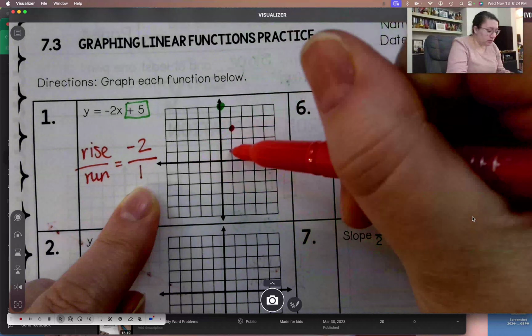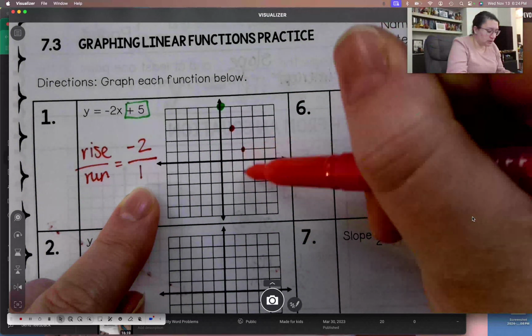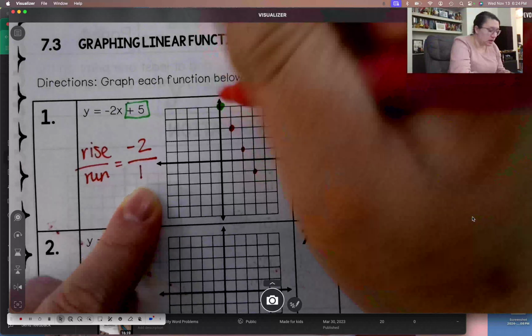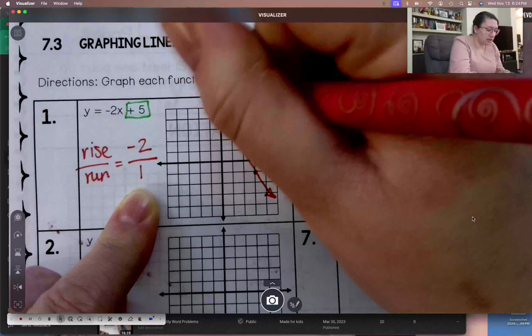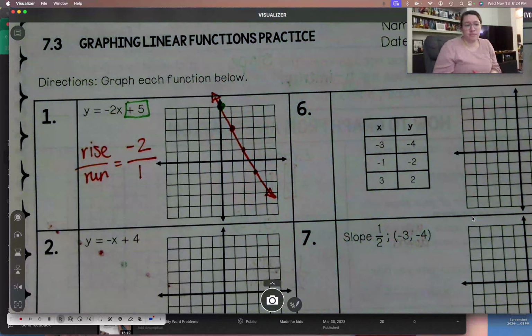So we can go down 2 over 1. Down 2 over 1. And we can see that those points, it doesn't matter how far we go, we're just going to keep being in that same straight line for that equation. Start with your y-intercept and then do your slope.